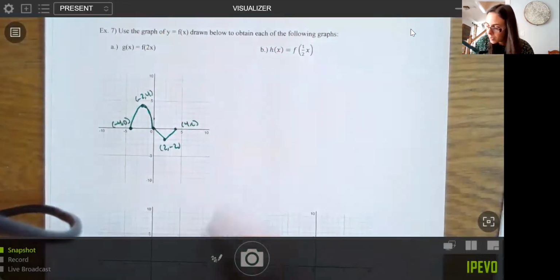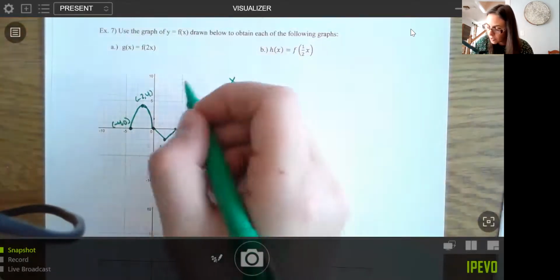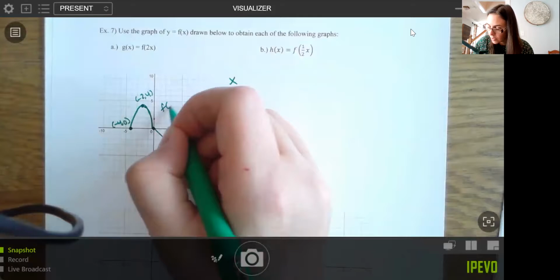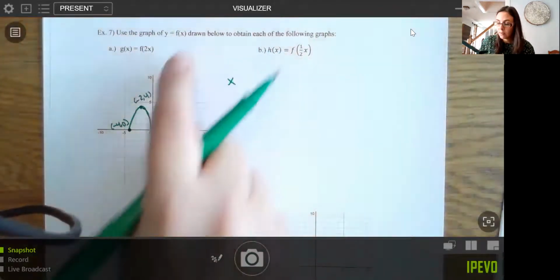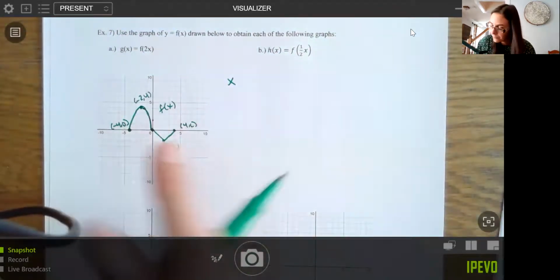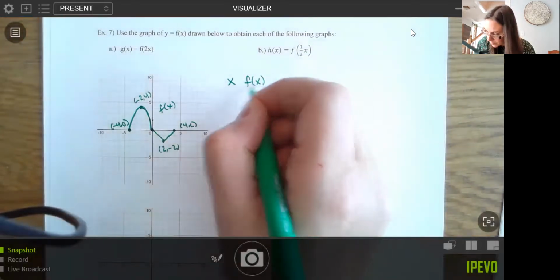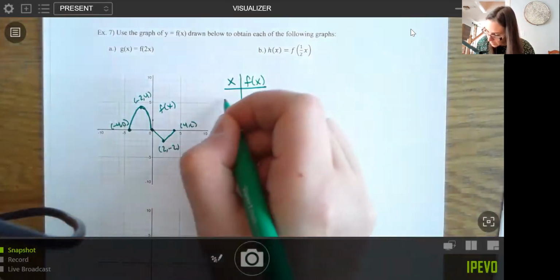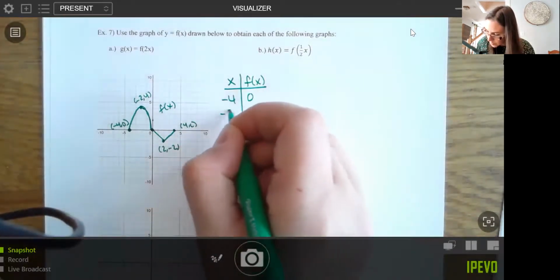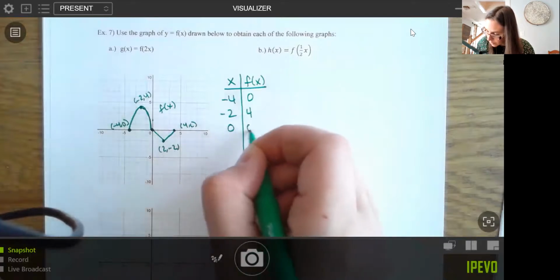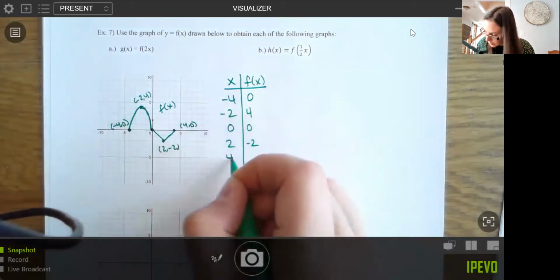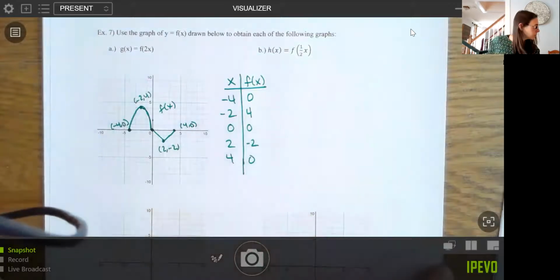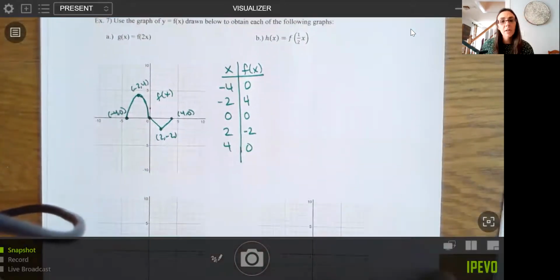Okay. So I'm just going to make a little table here. So this is the original function. This is your f of x function. And again, this is given to you. So the book is telling you use this as your parent function here. So I have -4, 0, -2, 4, 0, 0, 2, -2, and then, sorry, that was 4, 0. Okay. So that's my starting function.